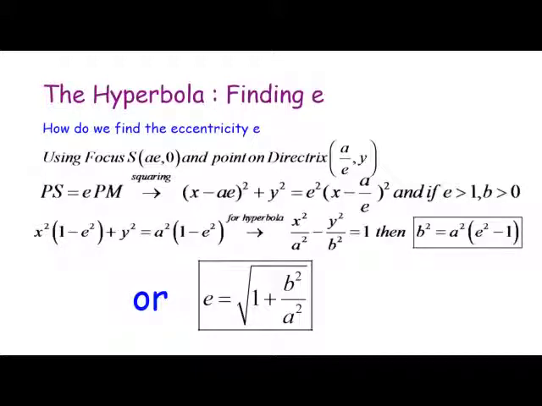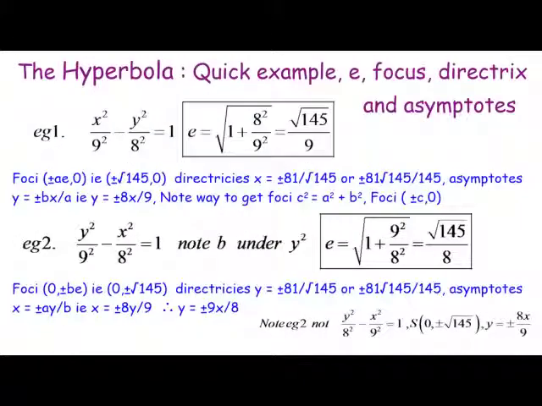Now to find e, you do the same sort of thing as you do for the ellipse. But now, instead of b squared being equal to a squared times 1 minus e squared, it's actually b squared equals a squared times e squared minus 1. You can just notice that the e squared and the 1 have changed places for the hyperbola. Here are some quick examples on finding the eccentricity. You can see here x squared on 9 squared minus y squared on 8 squared. We use the eccentricity formula, e is equal to the square root of 1 plus b squared on a squared.